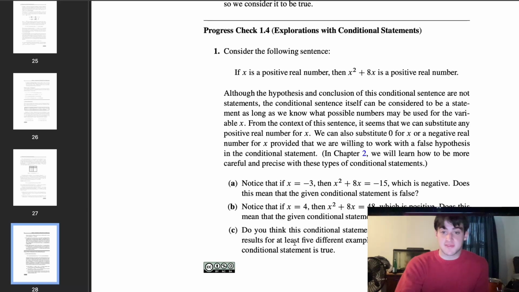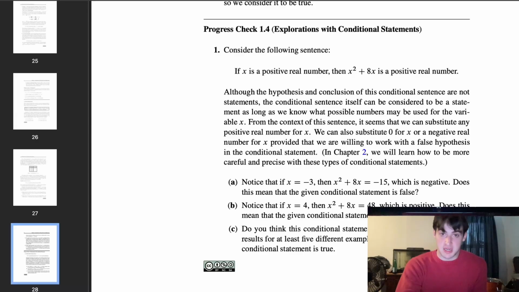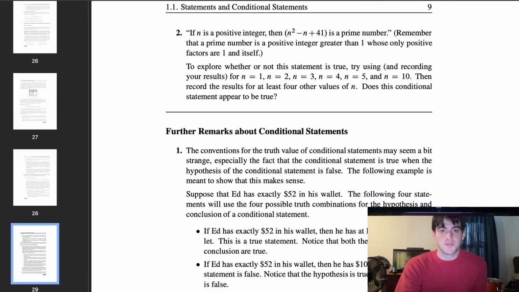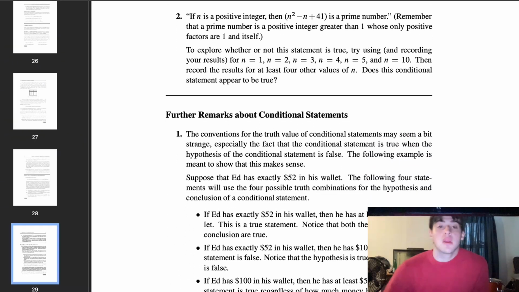Record the results for at least 5 different examples where the hypothesis of the conditional statement is true. I don't really think we need to do that. I think that's just a waste of time. 2. If n is a positive integer, then n squared minus n plus 41 is a prime number. Remember that a prime number is a positive integer greater than 1, whose only positive factors are 1 and itself.